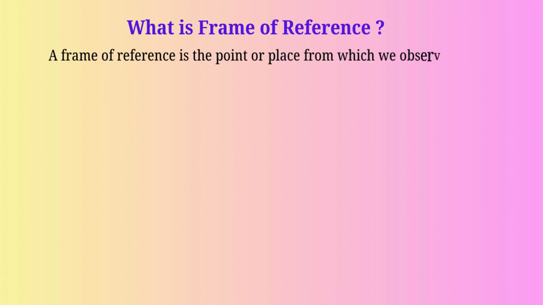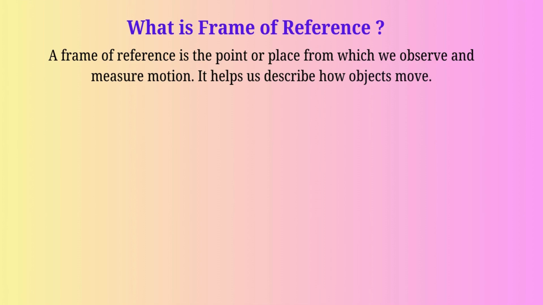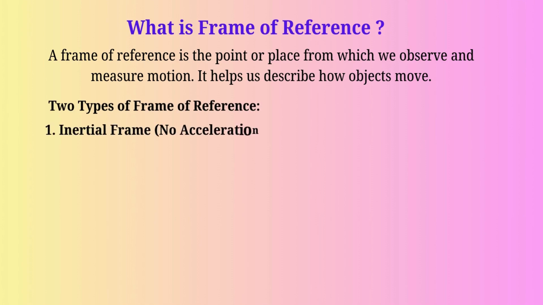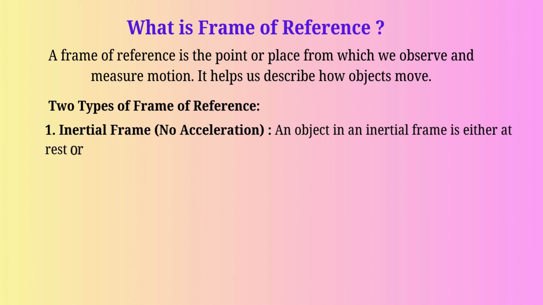Now, what is a frame of reference? A frame of reference is the point or place from which we observe and measure motion. It helps us describe how objects move. There are two types of frame of reference. First is the inertial frame of reference, where the observer has no acceleration, meaning the observer is either at rest or moving at a constant velocity.